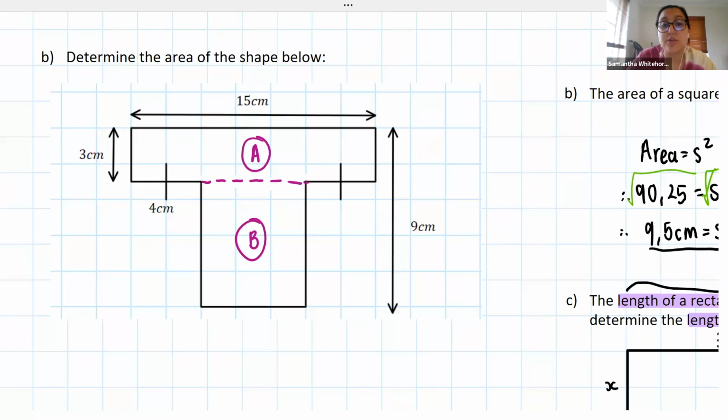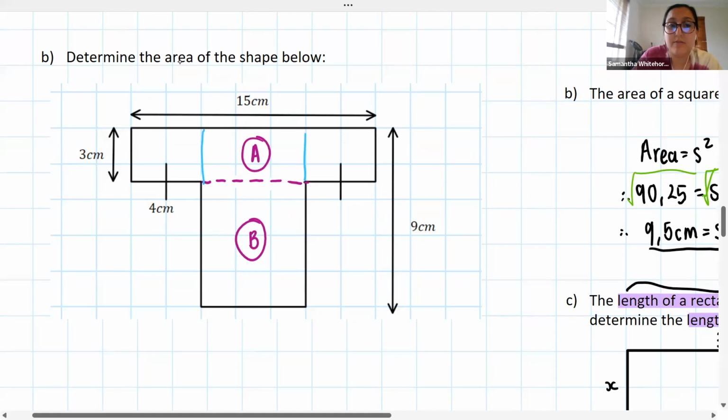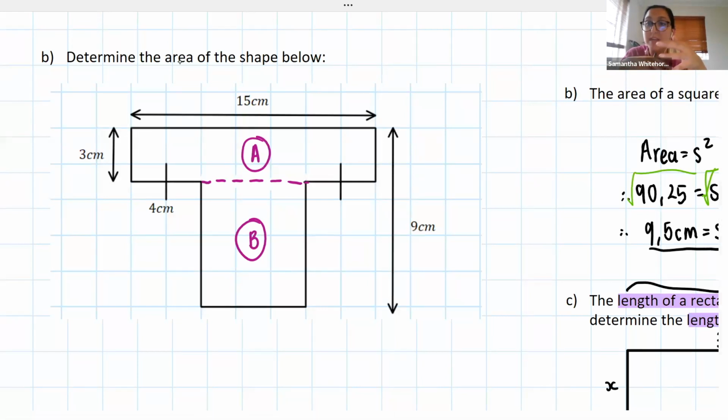Perfect. You didn't have to divide it like that. Another way you could have divided this is into 2 smaller rectangles on the side and then 1 big rectangle in the middle. That's fine. My advice though is try and minimize the number of shapes you create. So rather than 3 or 4 different shapes, if you can make 2, make 2.